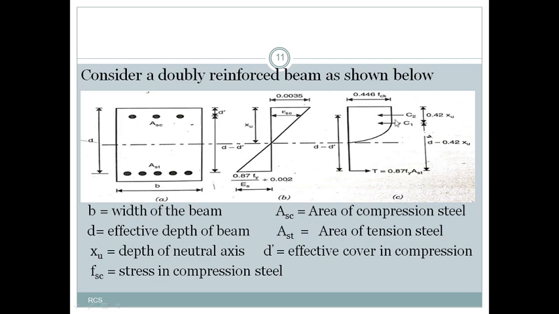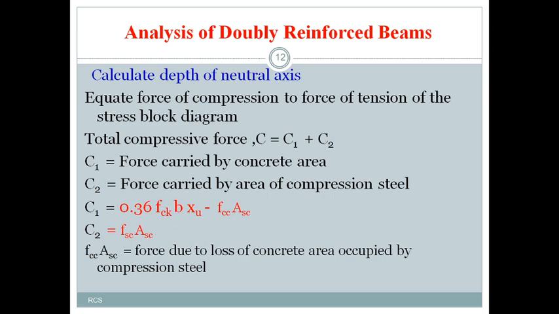As we know, C1 with respect to the concrete is the resultant force in concrete, and we know the depth of the centroid of that C1 force from the topmost fiber, that is 0.42 XU. The lever arm is the distance between the line of action of total compressive force and the line of action of total tensile force, that is Z equals D minus 0.42 XU. This we have discussed in singly reinforced beams also. Right. So now we'll calculate the depth of neutral axis.